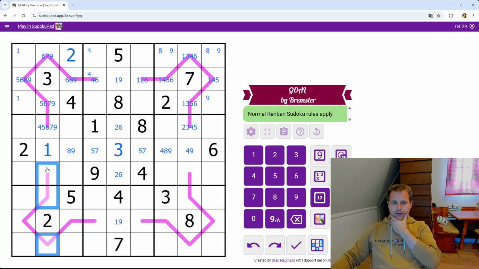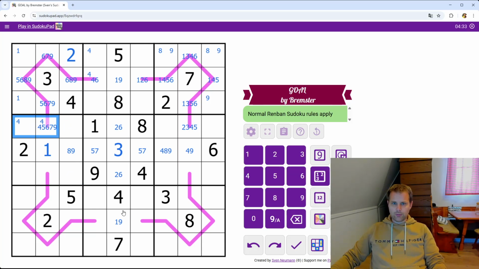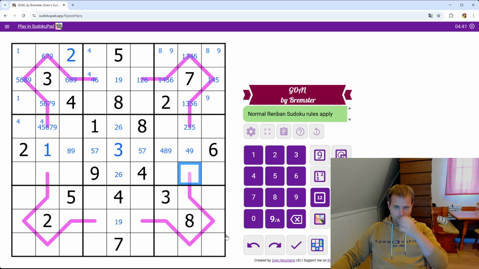What other clever things can we say? Well, this is a 4. And that means this is not a 4. Any other clever things to say? Well, there must be a 2 up here. This 2 makes it impossible to put a 2 up here, so the 2 is in one of those. That means this can't be a 2.